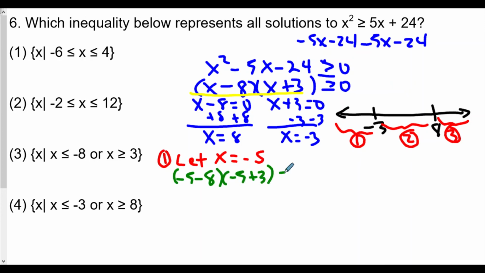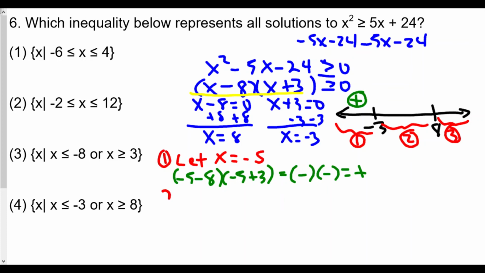Now -5 minus 8 is a negative value, and -5 plus 3 is a negative value. That gives us a positive result. So if you pick any value for x less than -3, you're going to get a positive value for your inequality. Okay?